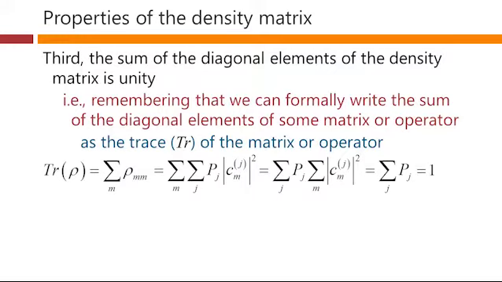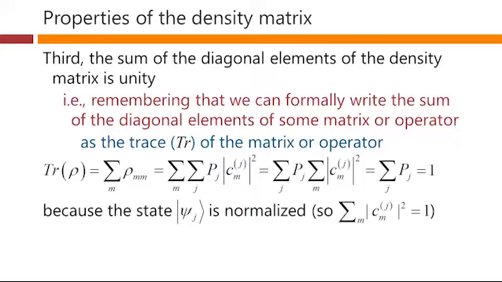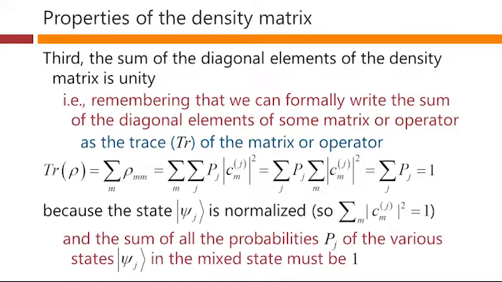And that has to be 1, because the state psi j is normalized, so therefore the sum of the squares of all of these coefficients has to be just 1, and the sum of all the probabilities pj of the various states psi j in the mixed state must be 1.